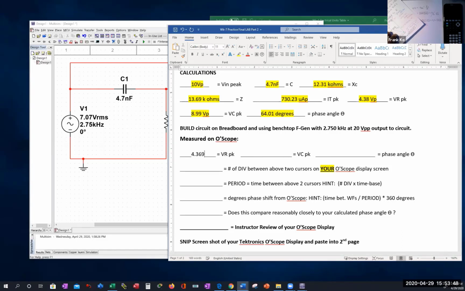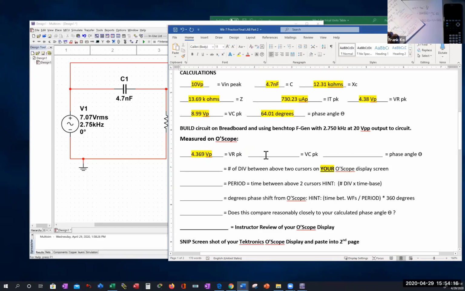4.369 capital V. And how does that compare to my calculated value right over here? Are they reasonably close to each other? I got 4.38 volts peak, and over here I got 4.369 volts peak. Pretty darn close. All right, that's real world.